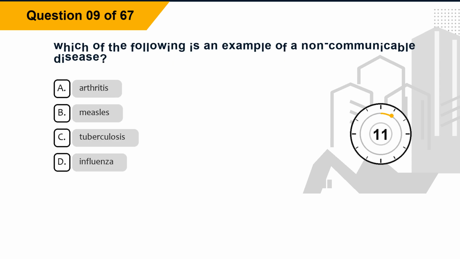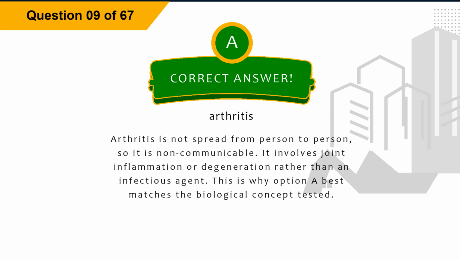Question 9. Which of the following is an example of a non-communicable disease? Option A, arthritis. Option B, measles. Option C, tuberculosis. Option D, influenza. The correct answer is option A, arthritis.